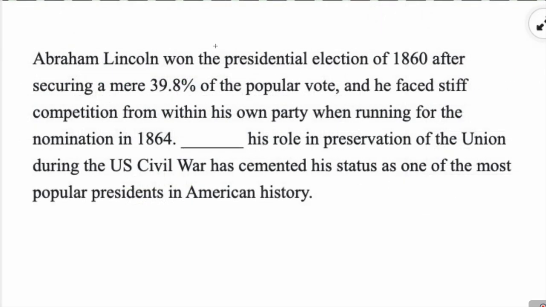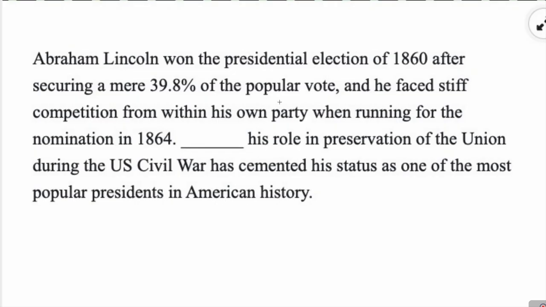So let's look at one more. It says, Abraham Lincoln won the presidential election of 1860 after securing a mere 39.8% of the popular vote, and he faced stiff competition from within his own party when running for the nomination in 1864. Blank, his role in preservation of the Union during the U.S. Civil War has cemented his status as one of the most popular presidents in American history.